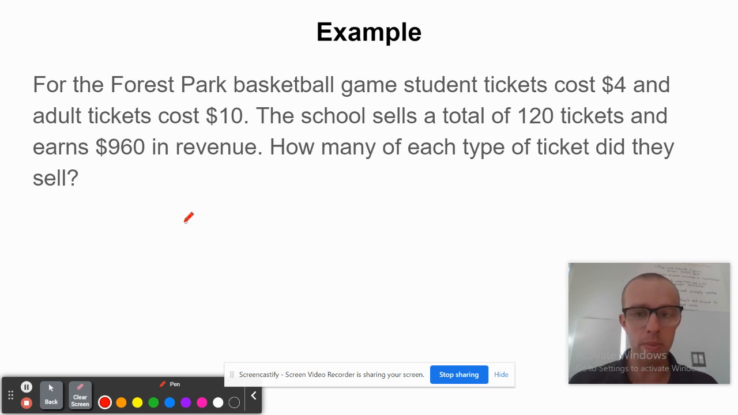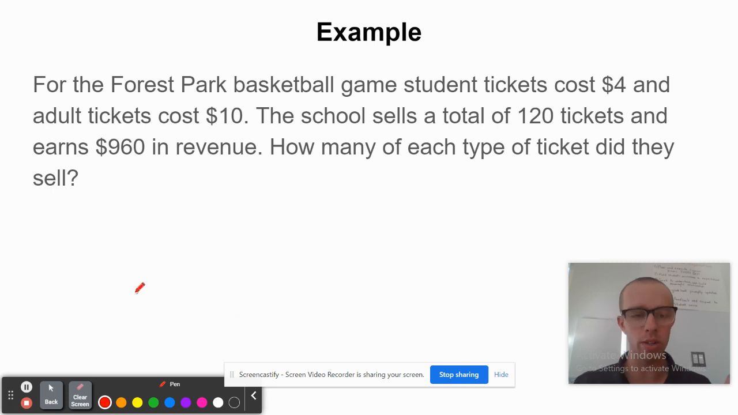For the Forest Park basketball game, student tickets cost $4 and adult tickets cost $10. The school sells 120 total tickets and earns $960 in revenue. How much of each ticket did they sell? Well, we first have to identify our unknowns here. What information do we not know? We don't know how many adult tickets they sold, and we don't know how many student tickets they sold. That's what they're asking us to find out.